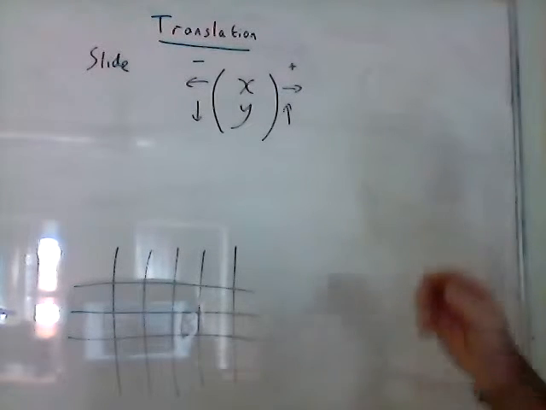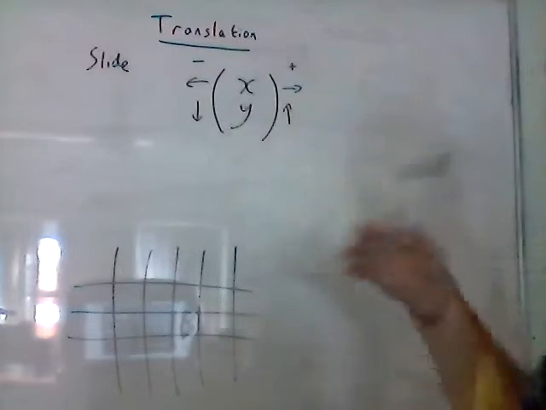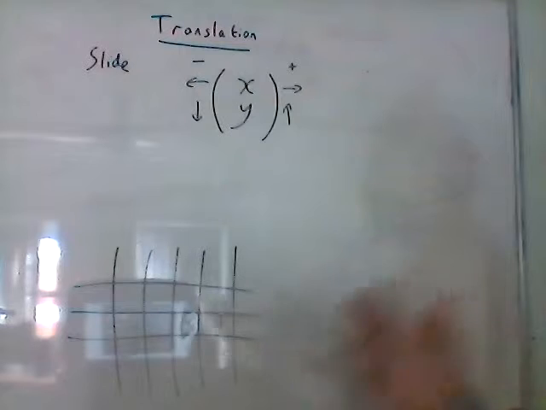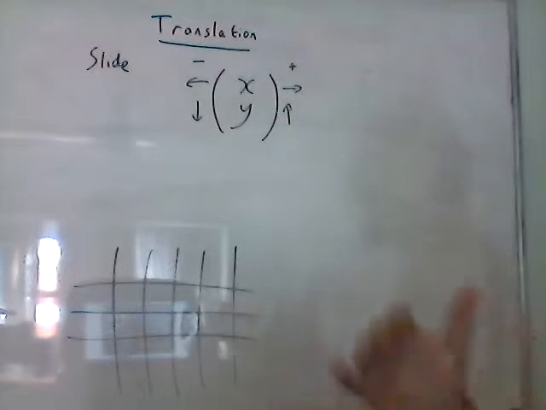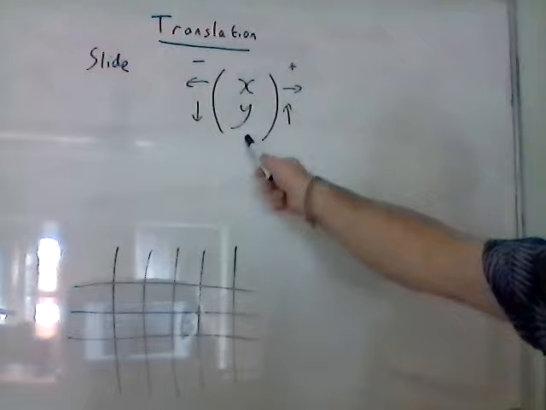Right, we are going to look at translation. Translation is basically when you take a shape and you slide it. You do not rotate it, you don't flip it, you don't enlarge it, you are just moving it left, right, up or down. The way you work out how far you're going to move it is by something called a vector, where it looks like this.